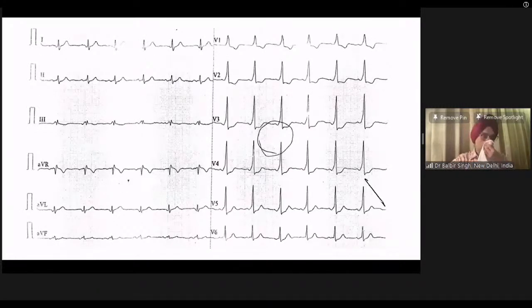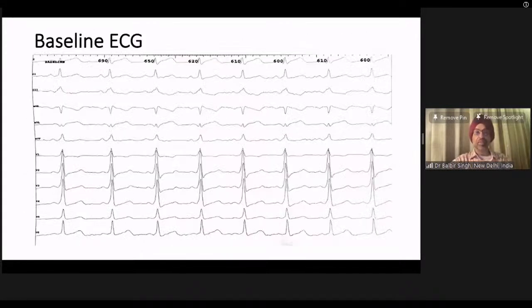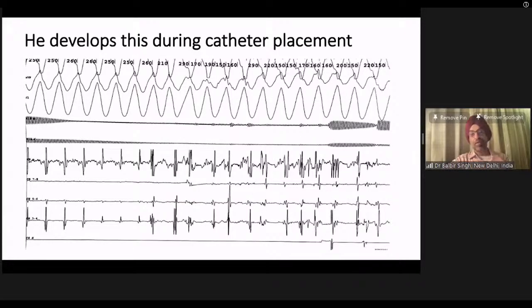It clearly shows pre-excitation and clearly shows a left free wall pathway. So he comes to the lab with accessory pathway conduction, with the pathway on the left side. This is the baseline ECG in the lab. However, the moment we tried to enter the CS, this is what happened.